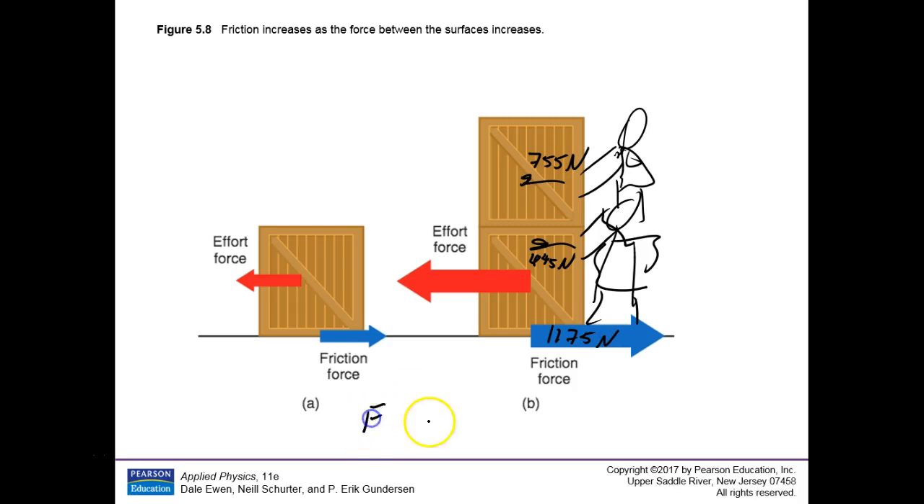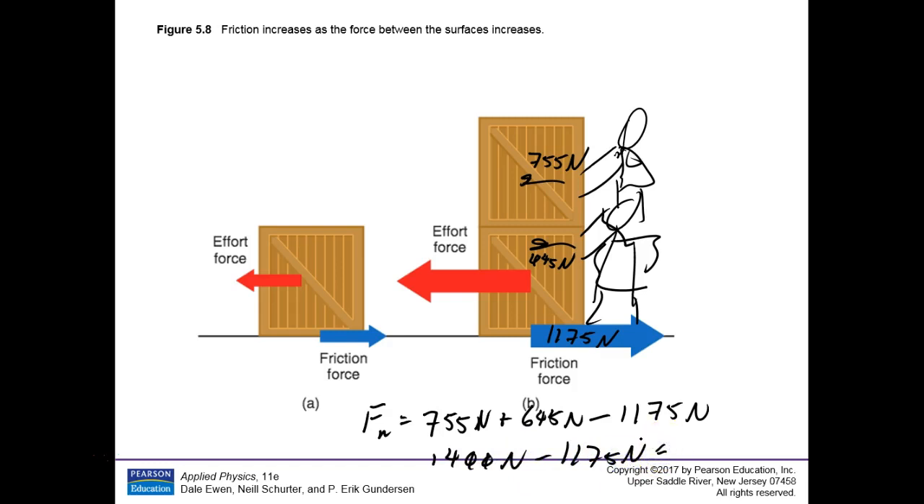The net force is the sum of all the forces. And what would that be? 755 newtons plus 645 newtons minus, because that's in the opposite direction, 1175 newtons. Will these two add to 1400? Minus 1175, and that gives you 225. Buy it? Okay, good deal. And that's what they got.